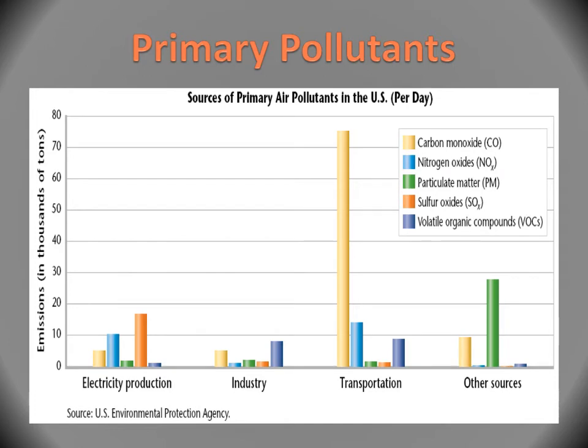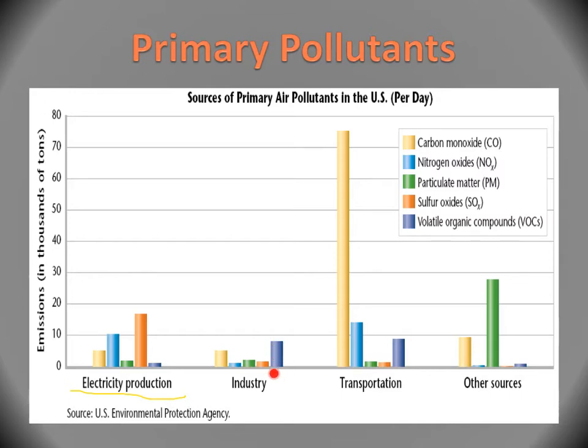Right here is a beautiful table showing the primary pollutants, and they're broken down by their major sources. So we have electricity production. As you can see, electricity production produces mainly sulfur dioxide or sulfur oxides and nitrogen oxide, and that's because a lot of our energy production comes from burning fossil fuels, and there are a lot of nitrogen and sulfur compounds in those fossil fuels.